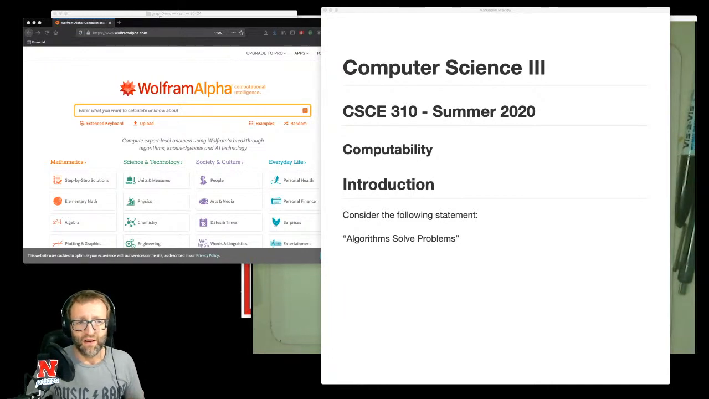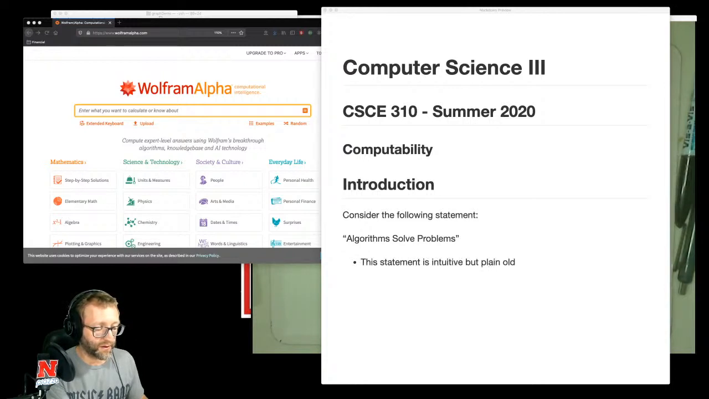So those are all fine intuitive definitions, fine intuitive understandings of each one of these three words, but it's still not enough. This is not a mathematically rigorous statement at all. This statement is intuitive, but plain old English. Right? It is not mathematically rigorous at all.